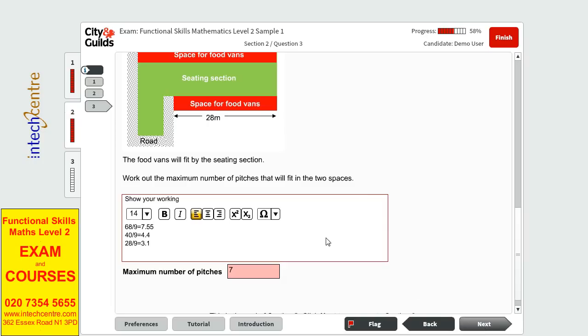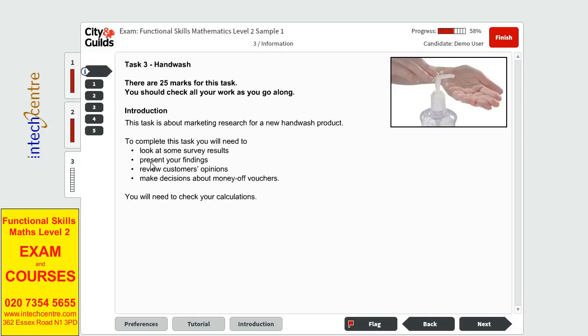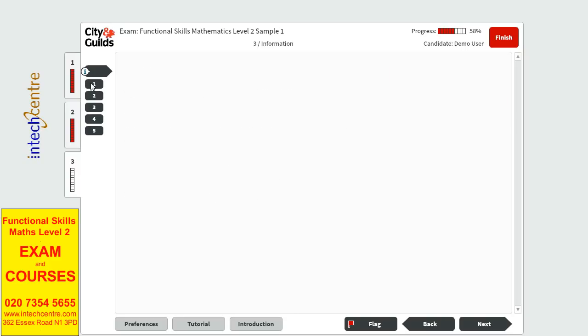So now we can move on to the third scenario. This is in handling data, and again there's 25 marks for the task. The task is about marketing research for a new hand wash product. To complete this task, we will need to look at some survey results, present our findings, review customers' opinions, and make decisions about money of vouchers. And again, they are advising us to check our calculations, which, as you can see, if we don't, you will end up with calculation errors. Right, let's move on to question 1.